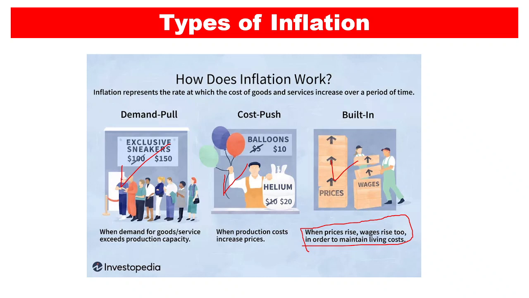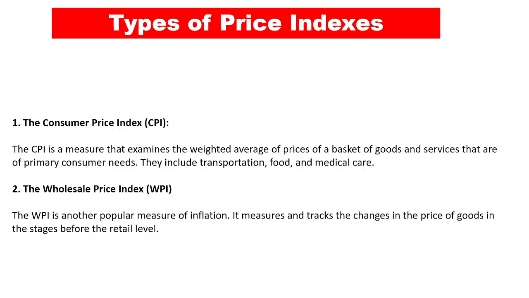Now these are the three kinds of inflation, right? They can be separate from each other, as well as coexist with each other, basically causing a spiral of inflation. So we have talked about the types of inflation. Let's talk about the types of price indexes on the basis of which inflation is measured.